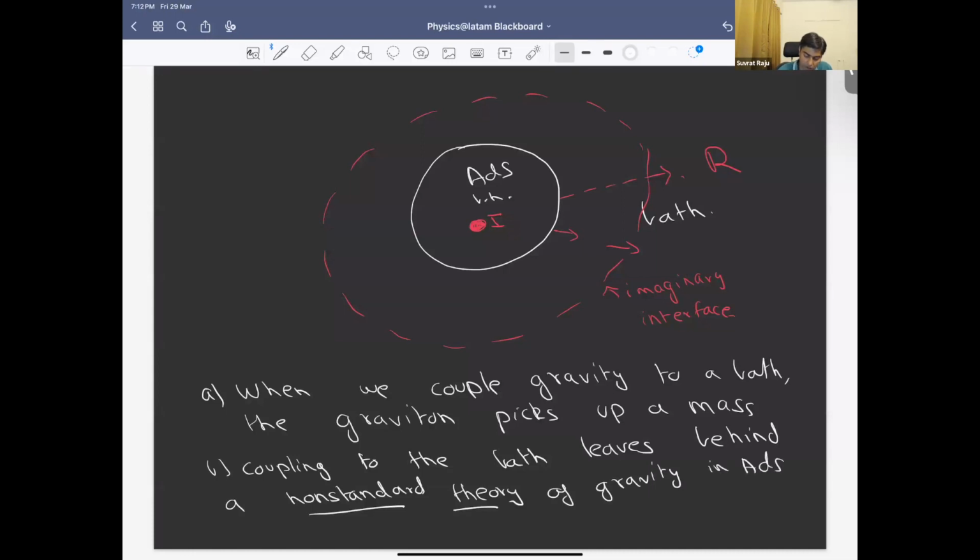What is non-standard about it? No Gauss law. Because once the graviton picks up a mass, you don't have any more a Gauss law in this setup. In all the arguments that we made, the fundamental thing that went into the arguments was the Gauss law, the fact that the energy could be measured at infinity. Well, in such a system, the energy cannot be measured at infinity.